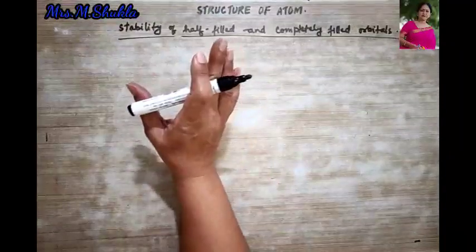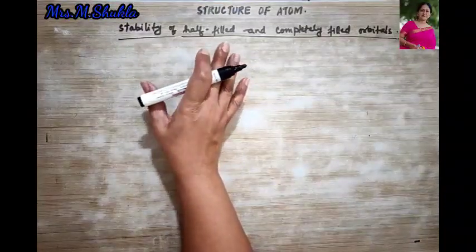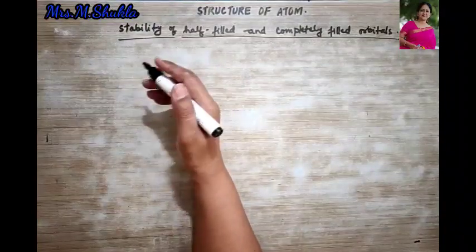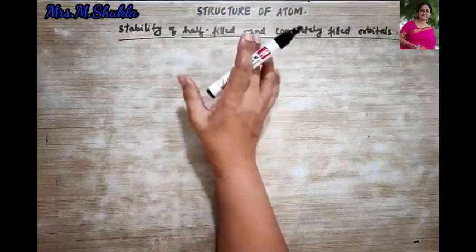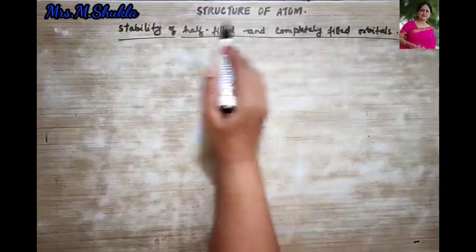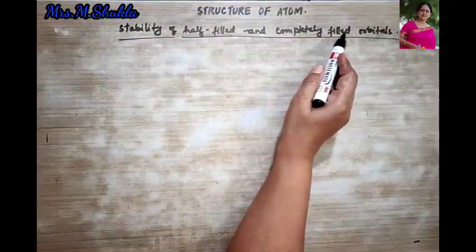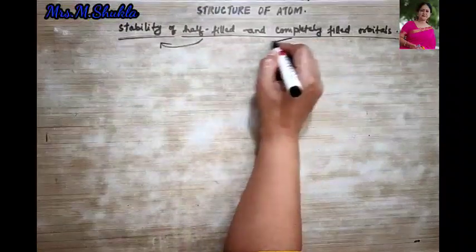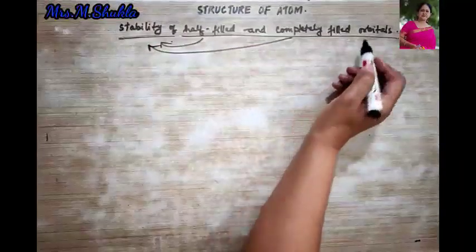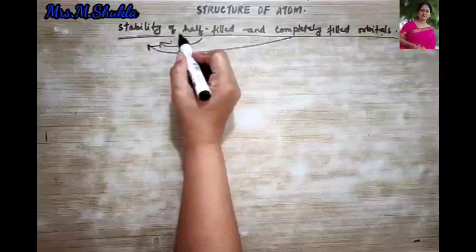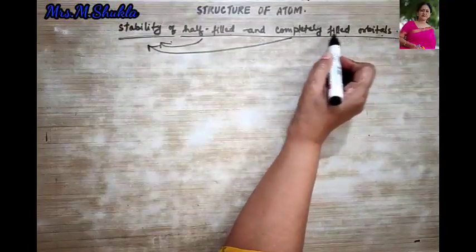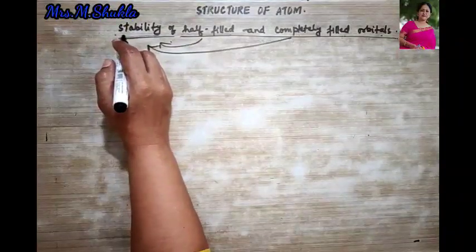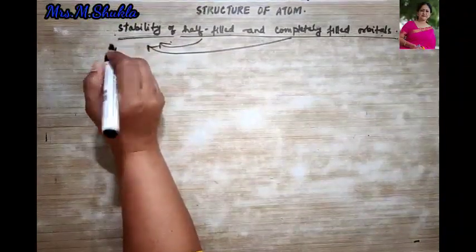There are certain elements which show certain deviation in the electronic configuration based on Aufbau's rule. So when the orbitals are half filled or completely filled, then they show more stability. Do you understand this point? And this stability, what does it depend upon? It depends upon two reasons.